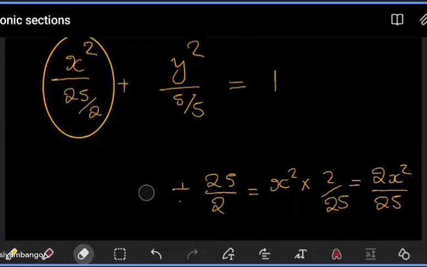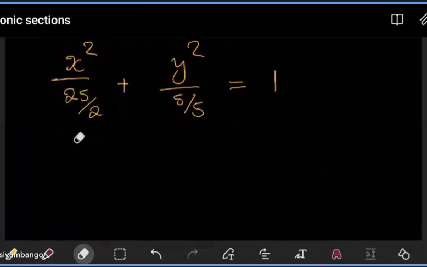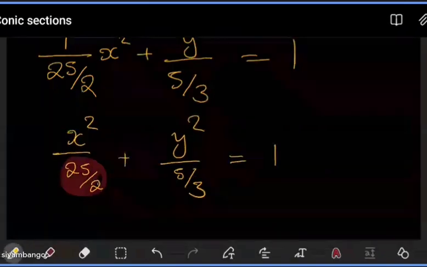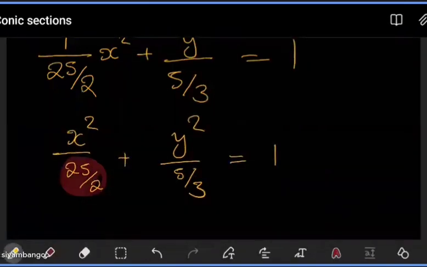Now, once you're done with this, all you have to do to get what A is and what B is, just remember that this is the squared term. I wrote 5 over 5 here. This is 5 over 3. Sorry, 5 over 3. Just know that whatever this is will be either A squared or B squared, depending on what you're dealing with.